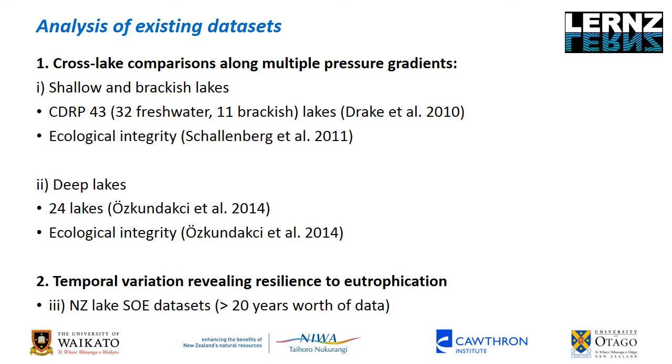As I said, it's really about the analysis of pre-existing data sets. The CDRP data set is split into two groups. One is the shallow and brackish lakes. These are polymictic lakes. This information was collected in the first decade of the 2000s and involves about 43 polymictic lakes, and it's around looking at the ecological integrity of these lakes.